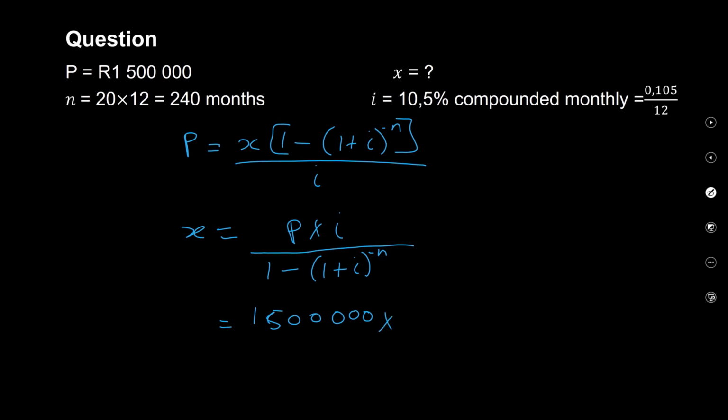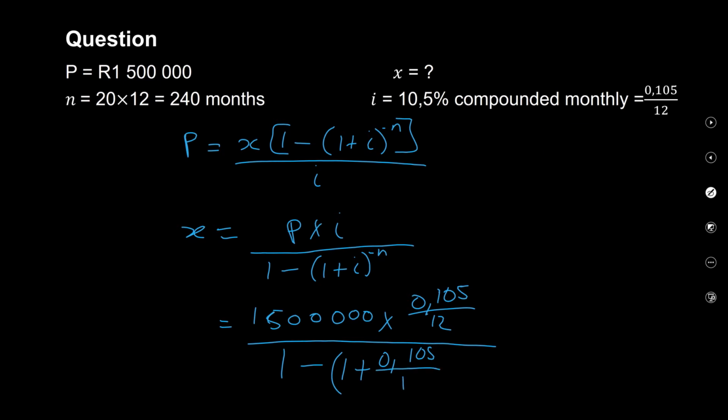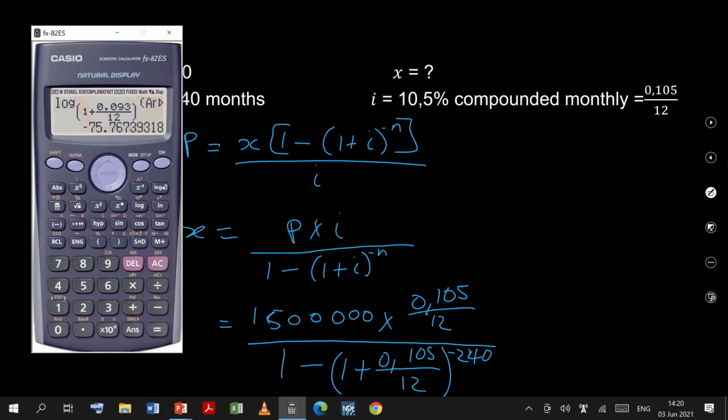So this is multiplied by 0.105 over 12 and all over 1 minus 1 plus 0.0105, 0.105, yes, without the additional 0. Okay, and then all divided by 12 to the exponent of minus 240. And then from there, you can just simply go straight to the calculator.